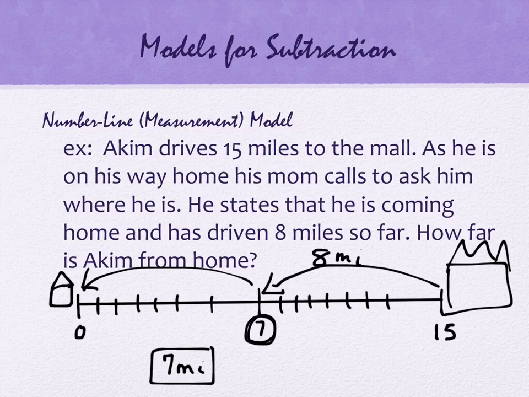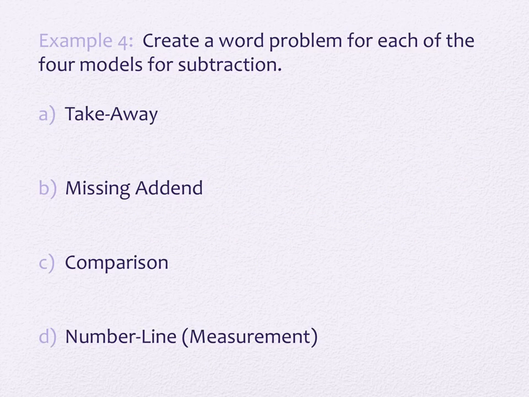Okay, so here is your assignment for the next 4 minutes. You get 1 minute per problem. You and your partner next to you are going to create 4 examples. I don't need an answer. I don't need a drawing. You're creating 4 word problems. That's what you're creating. A word problem for the takeaway model, a word problem for the missing addends model, a word problem for comparison, and a word problem for number line.